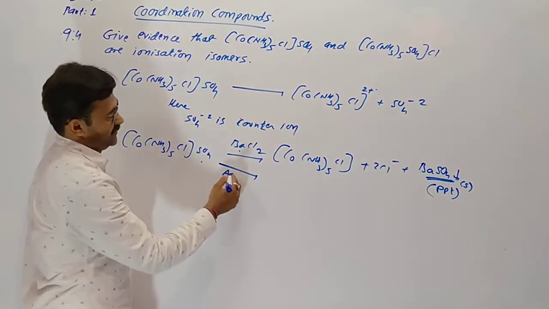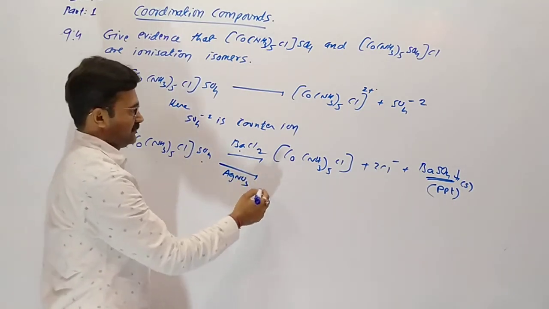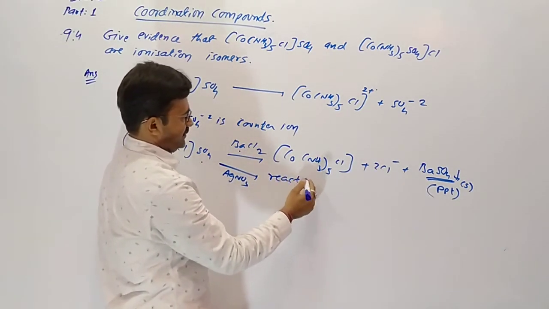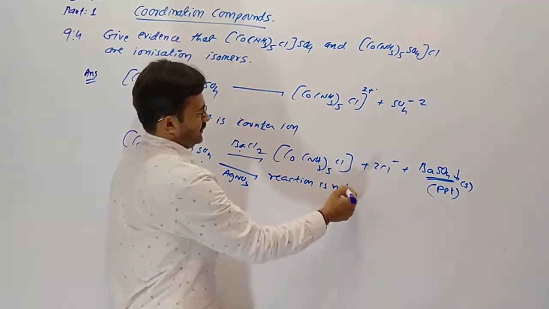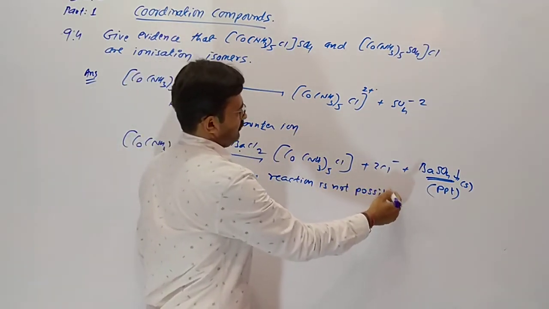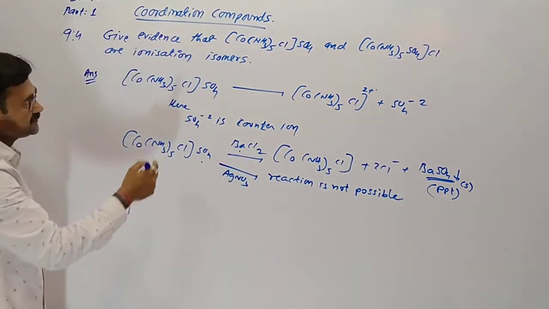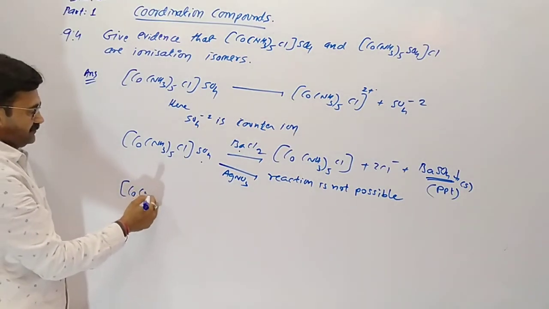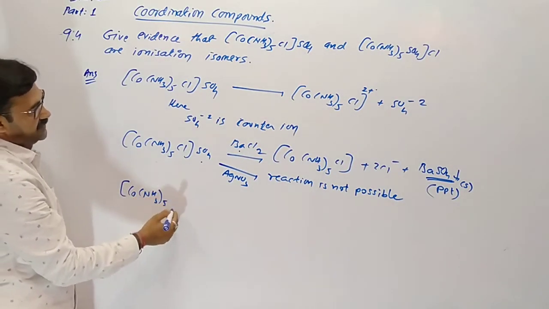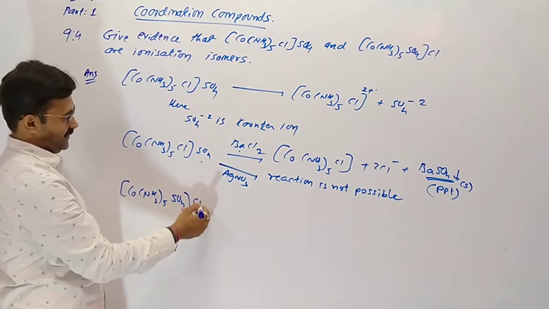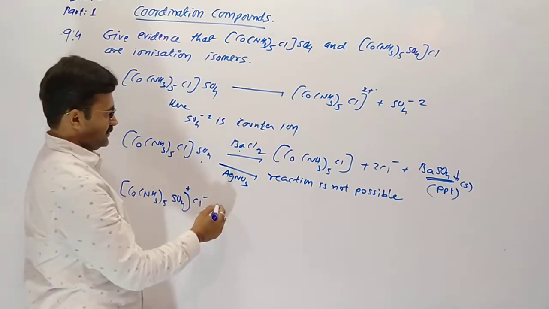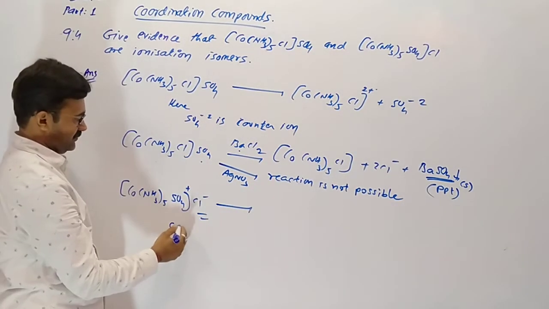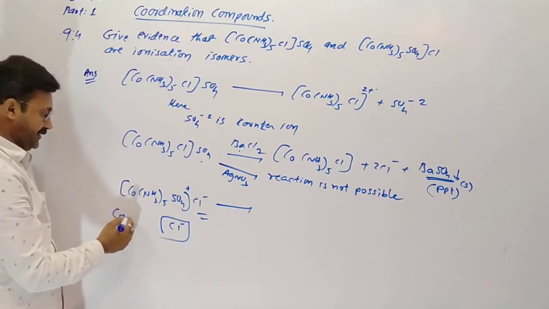When we add AgNO3 here, the reaction is not possible. In the second one, [Co(NH3)5SO4]Cl, on ionization, the counter ion is the chloride.